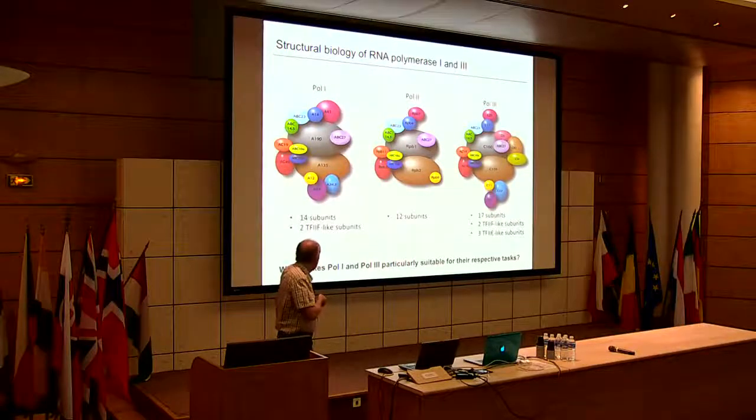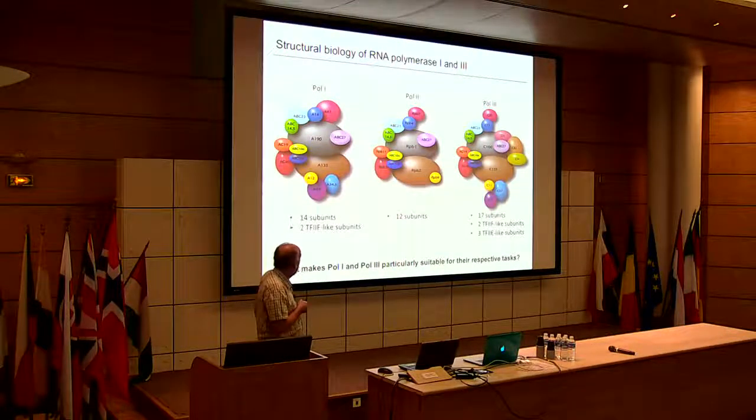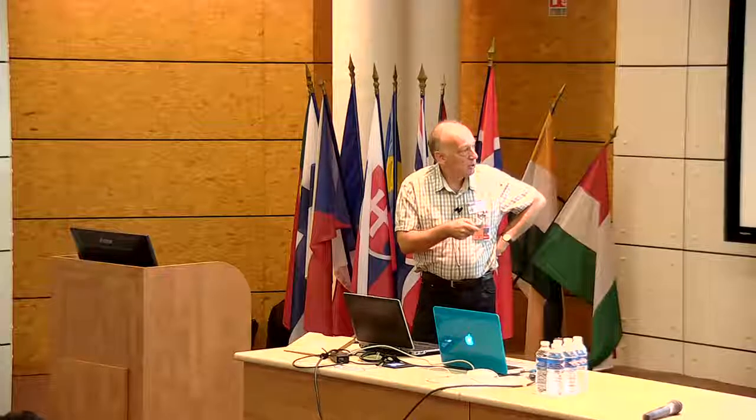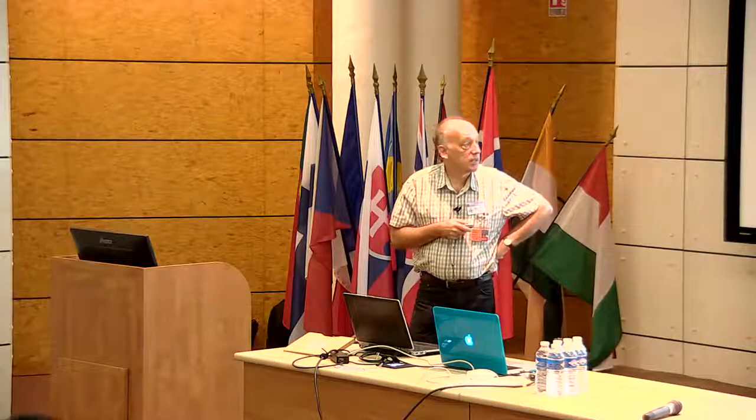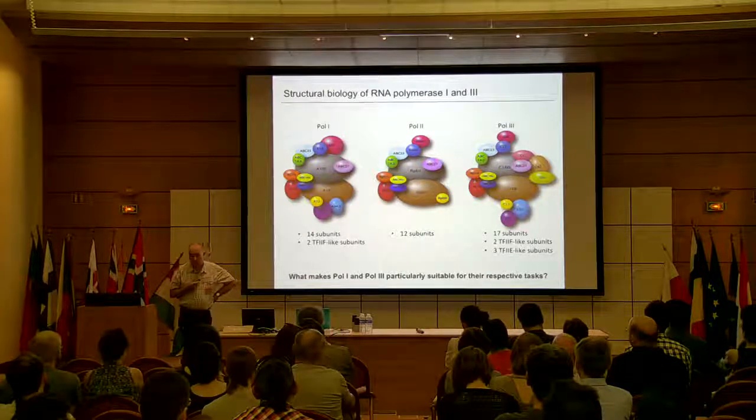In the case of pol 1, we have 2 TFIIF-like subunits, which are called A49 and A34. In pol 3, we also have the two TFIIF-like subunits, C37 and C53. But in addition, we have a TFIIE-like complex, which is formed by 3 other subunits, C31, C82, and C34.